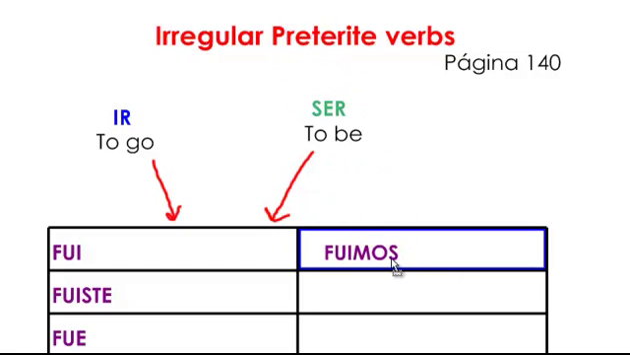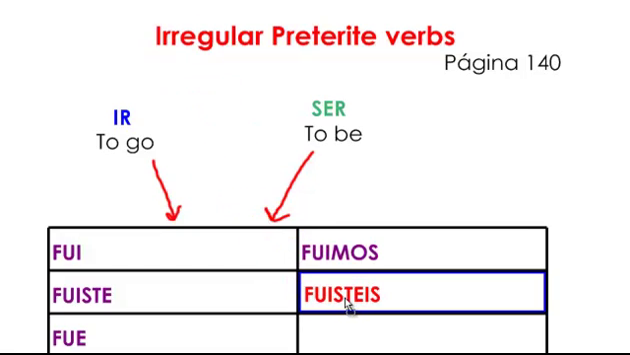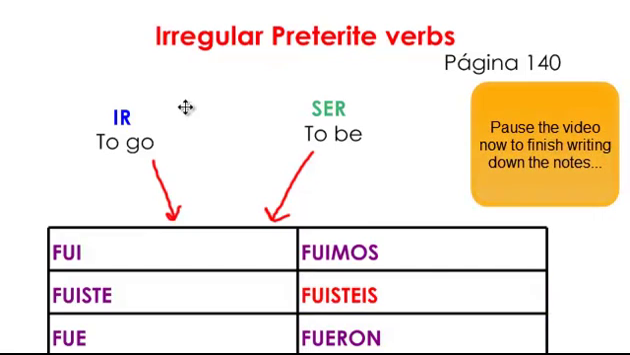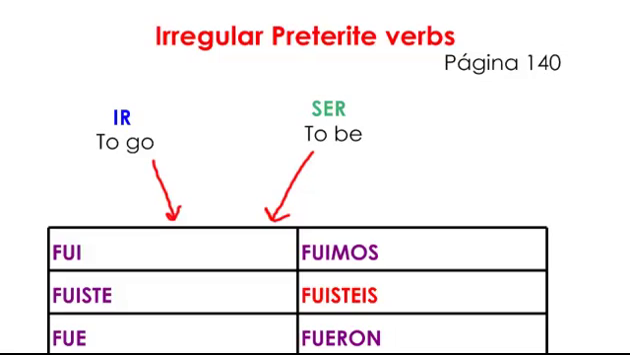Nosotros is fuimos. For those of you that like to learn the vosotros form, the vosotros is fuisteis, and then the ellos form is fueron. Again, to review, that's fui, fuiste, fue, fuimos, fuisteis, fueron. So that is all you need to know for tomorrow in class. Remember, both verbs ir and ser match these same conjugated forms.